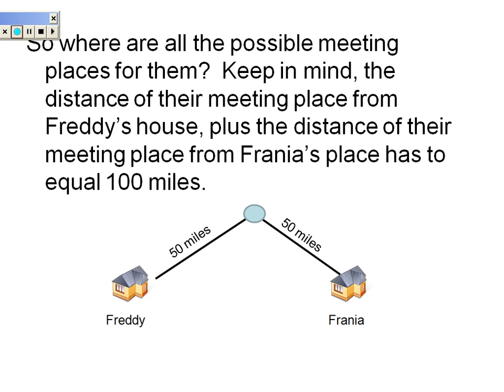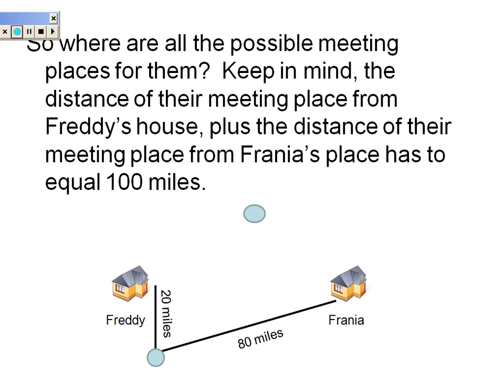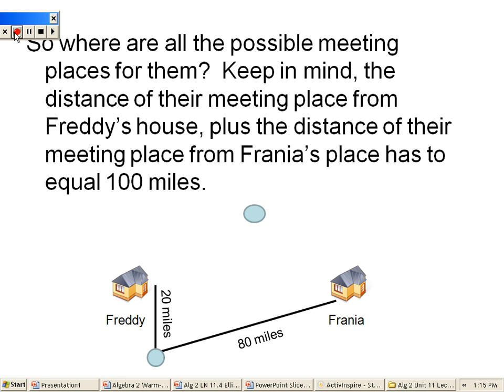But that's definitely not the only place. They're going to get sick of meeting there, so they're going to need another place. They could go here. And 20 plus 80 is 100, right? It doesn't matter if it's closer to one person's house or not. The point is the sum of the distance has to make 100 because they're sharing the cost of gas and the total distance is 100 miles. So the question is, where are all those places?